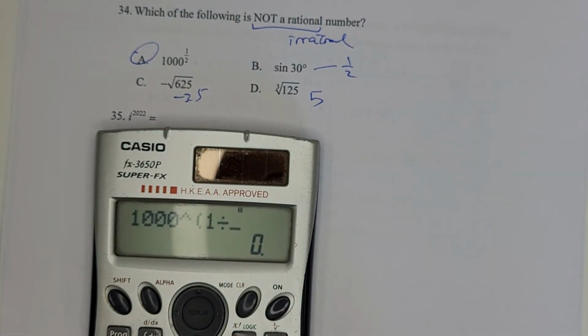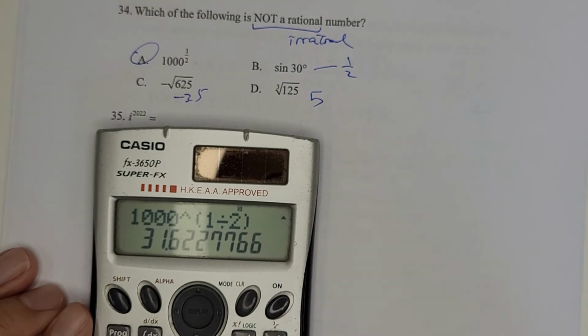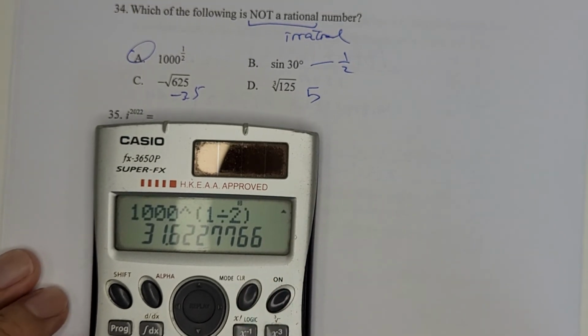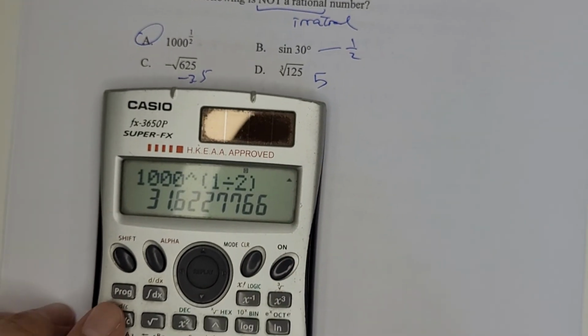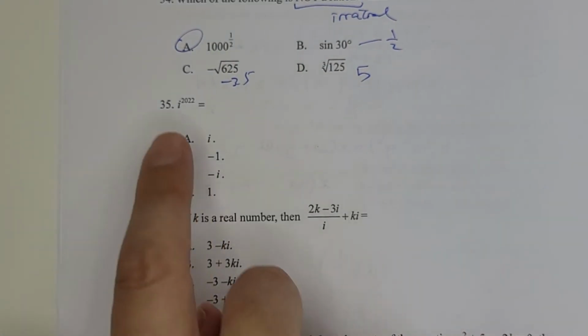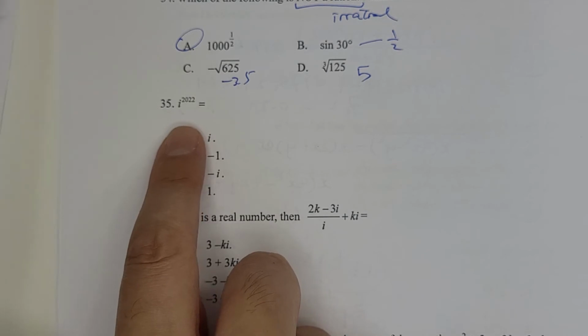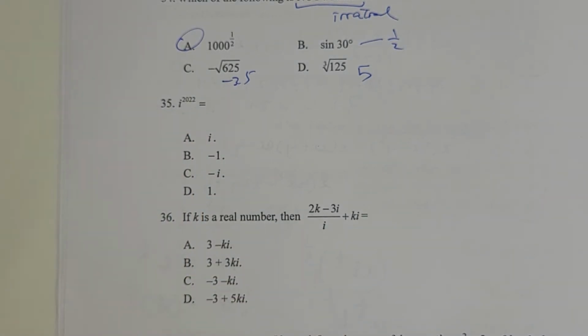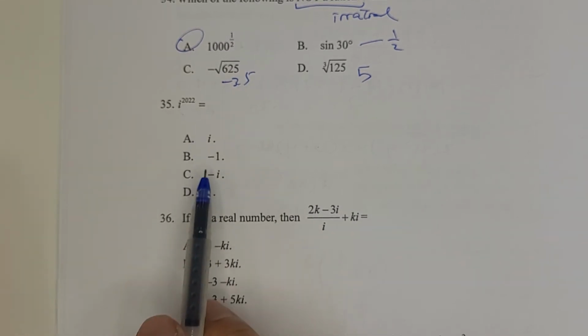1000 to the power 1 over 2, okay, irrational. It cannot change back to a fraction. You press the fraction button, it cannot change back to a fraction. So, i to the power 2022, it can be simplified as one of the following.